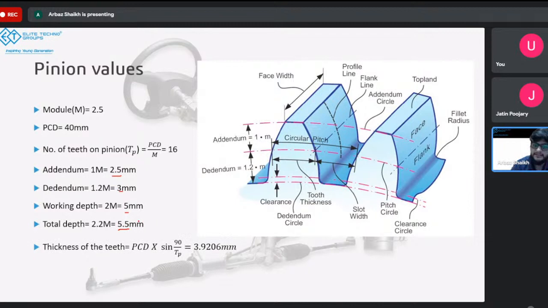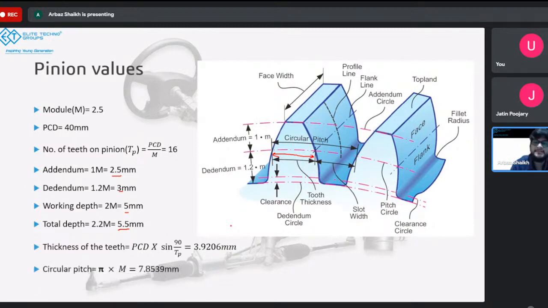Now comes the difficult part, which is the thickness of the teeth. The thickness of the teeth is always calculated at the pitch circle. So over here, you can see this is called the tooth thickness, right? This length. And it is always calculated at the pitch circle. The formula for that is pitch circle diameter multiplied by sine of 90 by number of teeth. In our case, that comes out to be 3.92 mm. If I calculate this length from this line to this line, that will be 3.9. And that's how we define the thickness of each tooth.